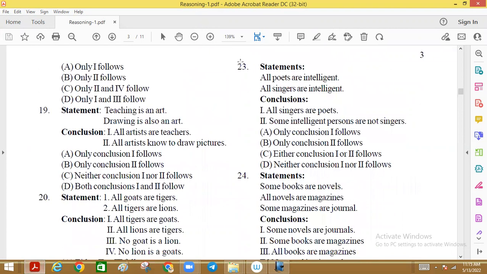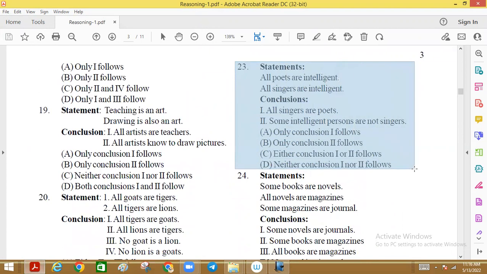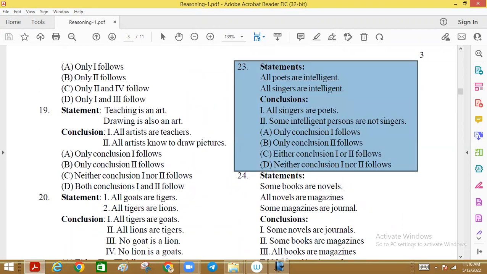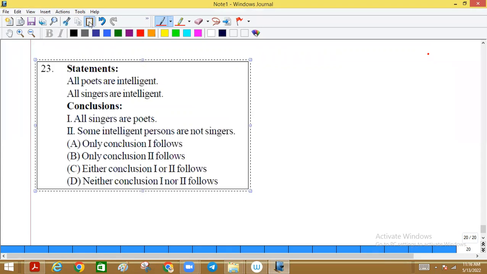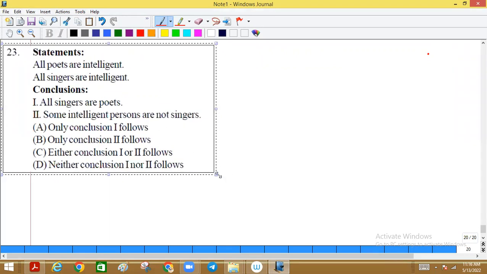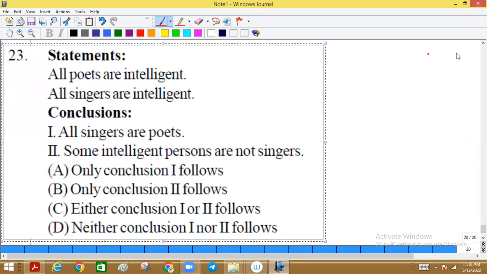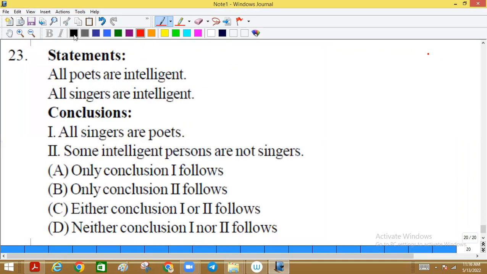Yes, try to attempt 23. If you are attempting 23 correctly, it means obviously you understood a bit of the concept. It indicates that you understood a little bit of syllogism, so in the exam you can answer it.